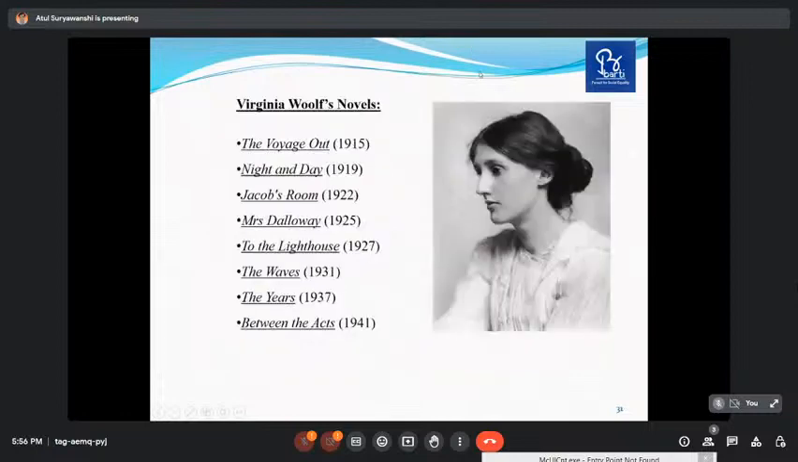The next writer in this series is Virginia Woolf, one of the prominent writers. See the works. The Voyage Out, published in 1915, Night and Day, 1919, Jacob's Room, 1922, Mrs. Dalloway, a very important work for the sake of examination, published in 1925, To the Lighthouse in 1927, The Waves, 1931, The Years, 1937, and Between the Acts in 1941 are the prominent works written by Virginia Woolf. Remember this. Let's proceed further.